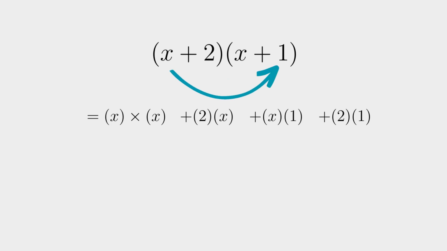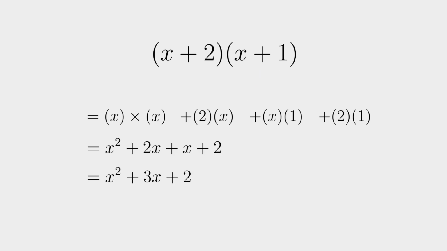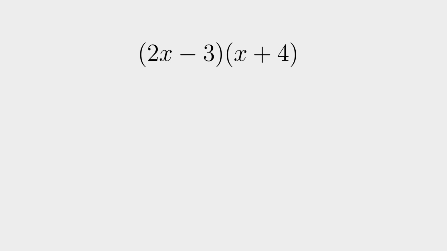Simplify your expression. X times x is x squared. 2 times x is 2x. X times 1, you can just write it as x. And 2 times 1 is 2. Add the 2x and x, and then you have successfully expanded the brackets, and your answer will be x squared plus 3x plus 2. Let's try to FOIL another set of brackets.